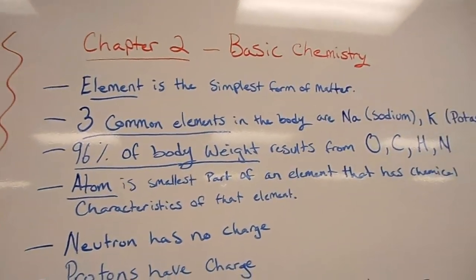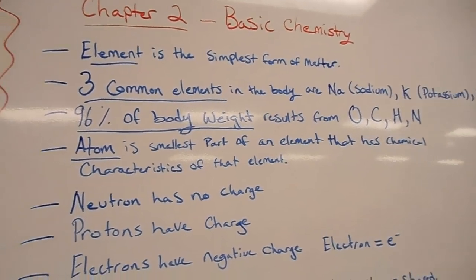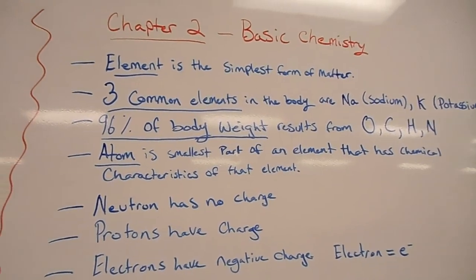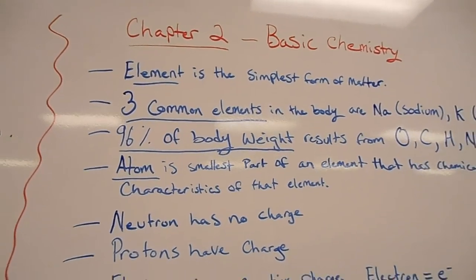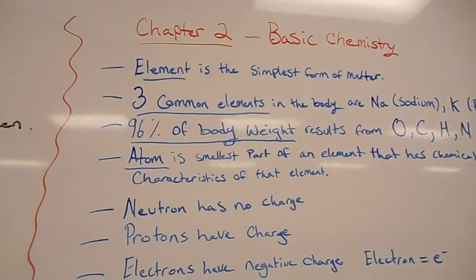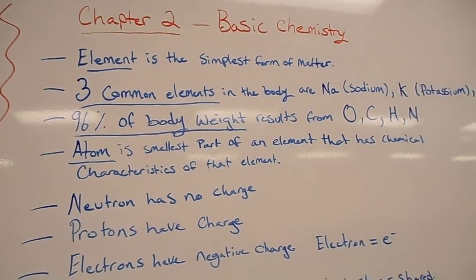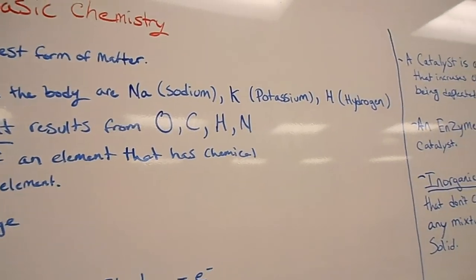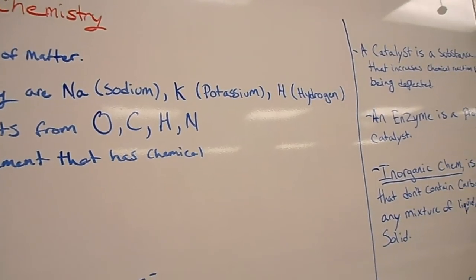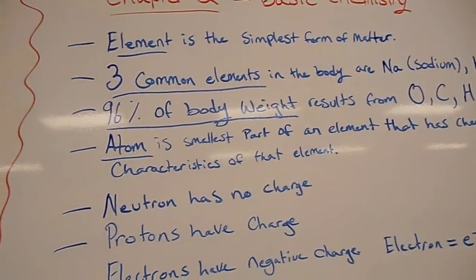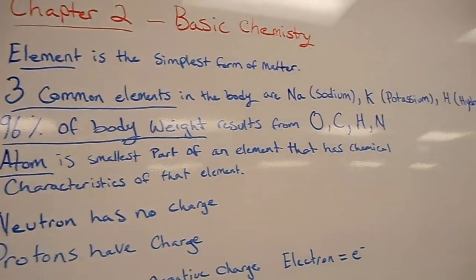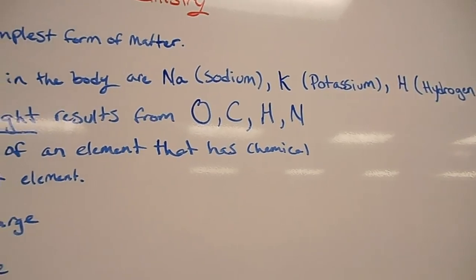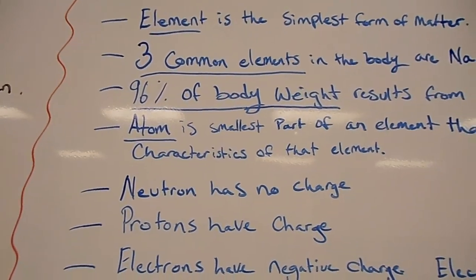We have basic chemistry. This was very complex for me in my little mind. So I basically just broke it down from what I had in the notes. So an element is the simplest form of matter. There are 3 common elements in the body, and those are sodium, or Na, K is potassium, and H, hydrogen. 96% of body weight results from oxygen, carbon, hydrogen, and nitrogen. Did not know that before either.